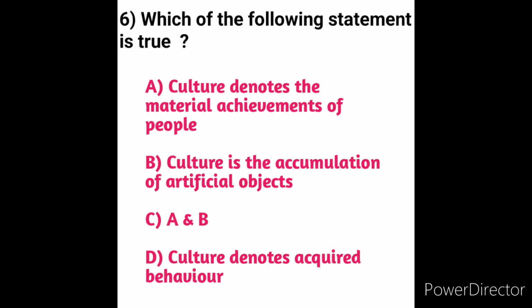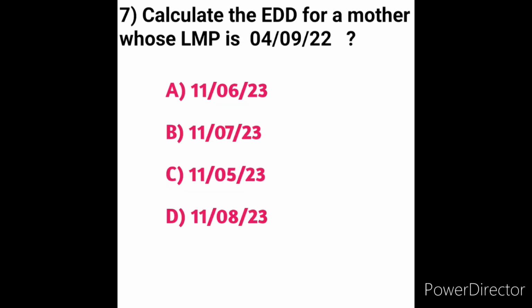The word culture is used to denote acquired behaviors, beliefs, feelings and thoughts. So here, which of the following statements is true? Here option D is the correct statement related to the culture. Culture will denote acquired behavior. Actually the word culture is used to denote acquired behaviors, beliefs, feelings and thoughts. So here option C is the correct answer. Culture denotes acquired behavior. Next we will move on to question number 7.